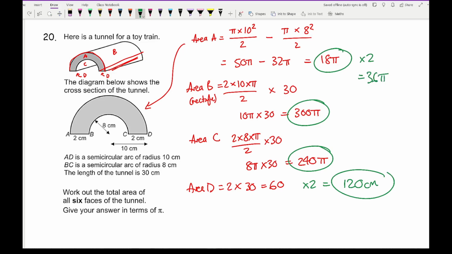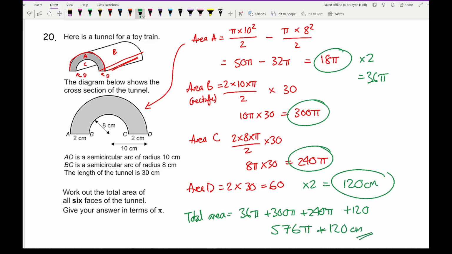So then the total area is going to be 36 pi plus 300 pi plus 240 plus 120. So adding all of these up, well, I'm going to get 576 pi plus 120 centimeters, and there is my final answer.